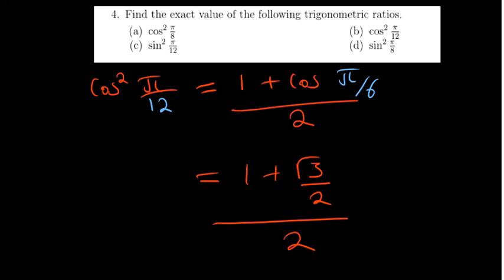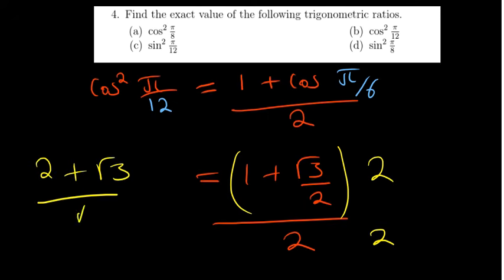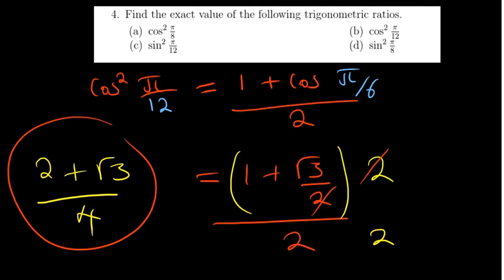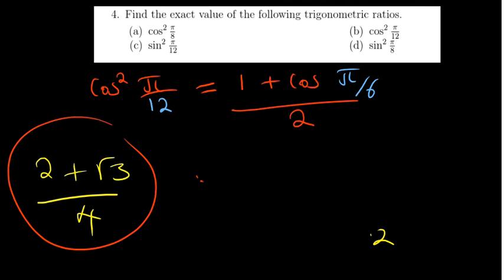You can actually multiply both the numerator and the denominator by 2, so that you do have a fraction there. So we're going to have 2 plus root of 3 over 4. Here it will cancel, there it will become 2, on the bottom it will become a 4. So you can remember this answer that we actually found. So that is for the cosine one.